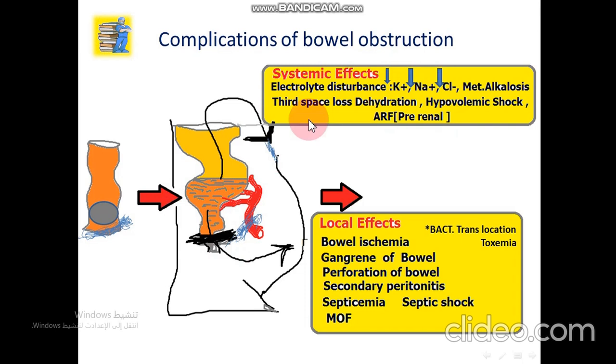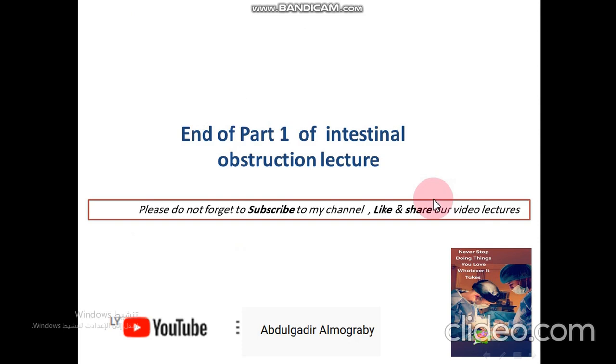And we have some local effects. We'll have some bowel edema. After this bowel edema, we have venous congestion. After venous congestion, we will have arterial insufficiency, arterial ischemia, and then gangrene of the bowel, perforation of the bowel, secondary peritonitis, septicemia, septic shock, multi-organ failure, bacterial translocation, and this is the end of part one of intestinal obstruction.